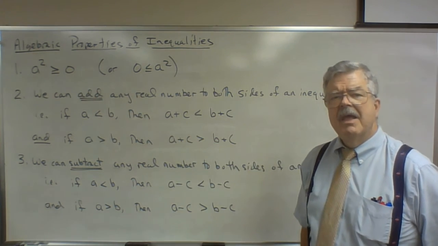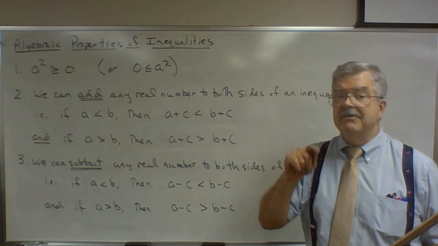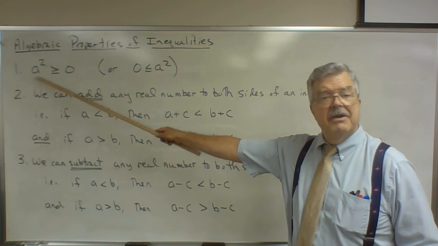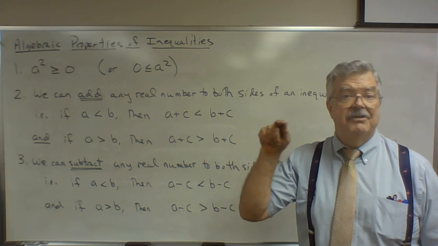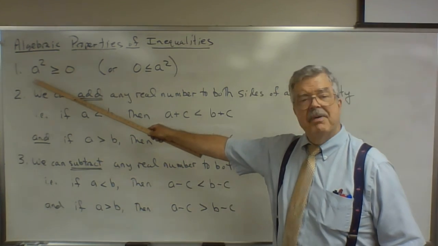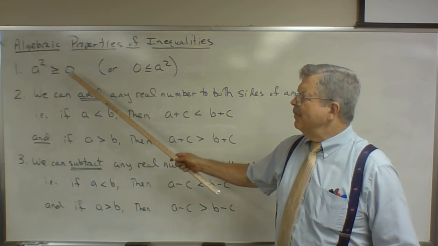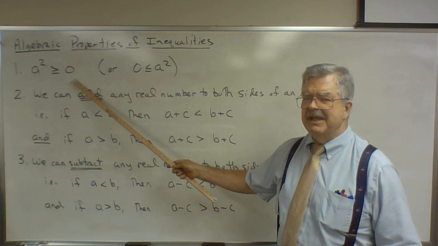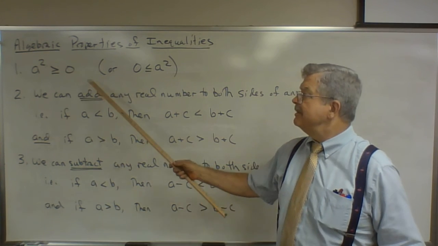That works. If a is negative and we square it, we have negative times negative. That's a positive. So if a is negative, a squared is positive. And if a is positive and we square it, we have positive times positive, which is positive. So if a is positive, a squared is positive. What this is really saying is we can't square a real number and get something negative. If we square a real number, it's either going to be positive or it's going to be zero.